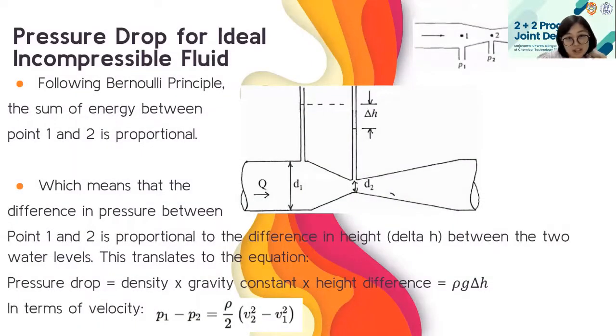Then previously we know the V2, and we know how to find the mass for a compressible fluid. Now we want to try to find the pressure drop for the incompressible fluid.